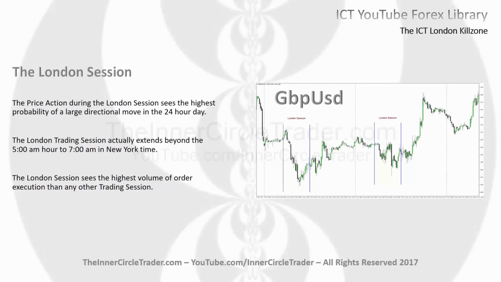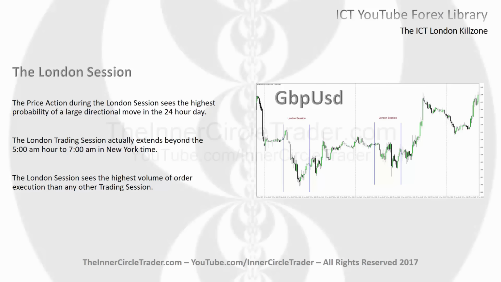But the price action during the London session sees the highest probability of a large directional move in the 24-hour day. So what does that mean? If we were to look at the entire 24-hour market and pick a beginning point and followed it around the entire world, and where it began, it'll end. So we have 24 hours of time. If we were to measure the volume, or how much action, if you want to call it any other word, it's layman's terms, the most bang for your buck is going to be in the London Open.